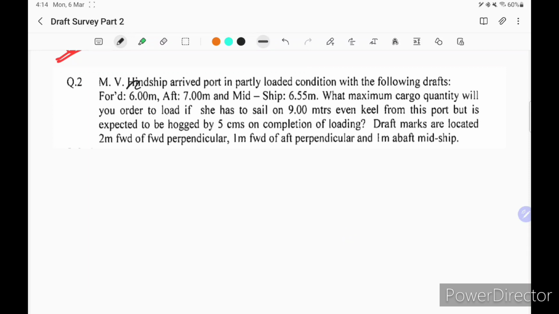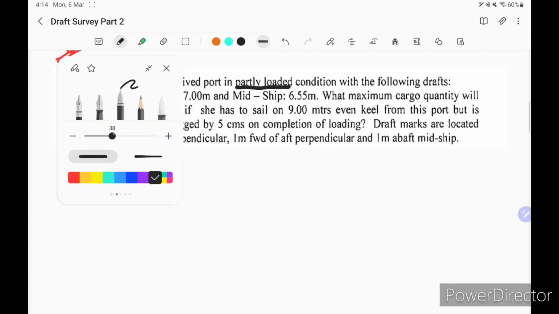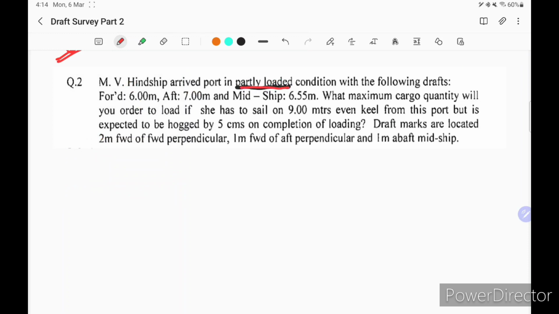Okay. MV Hint ship arrived at port in partially loaded condition with the following drafts: forward draft 6 meter, aft draft 7 meter, mid draft 6.55. What maximum cargo quantity will you order to load if the ship has to sail at 9 meter even keel from this port, but is expected to hog by 5 cm on completion of loading? The draft marks are located 2 meter forward of the forward perpendicular, 1 meter forward of the aft perpendicular, and 1 meter abaft of midship.